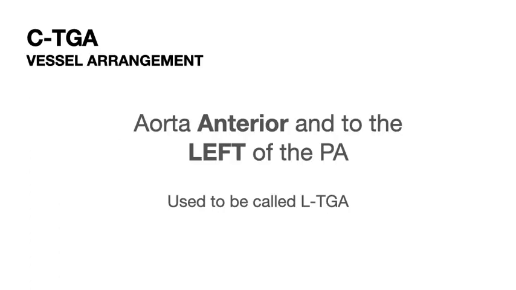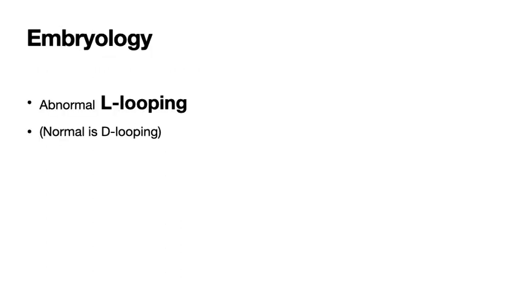The aortic arrangement or the vessel arrangement, again, the aorta is anterior, but now it's to the left of the pulmonary artery. It's also why it was called LTGA previously. Well, you've got abnormal L looping this time, causing the aorta to be to the front and to the left.